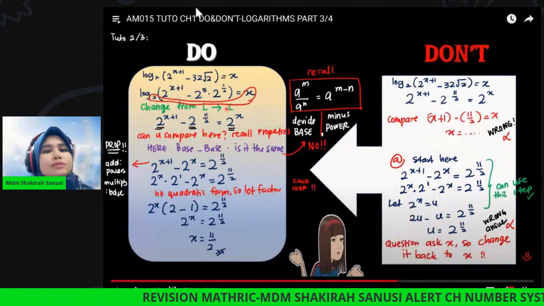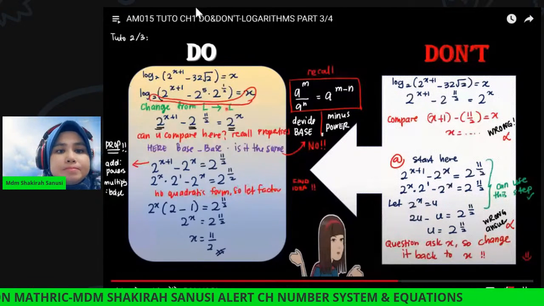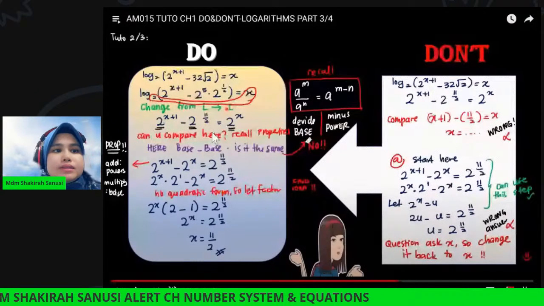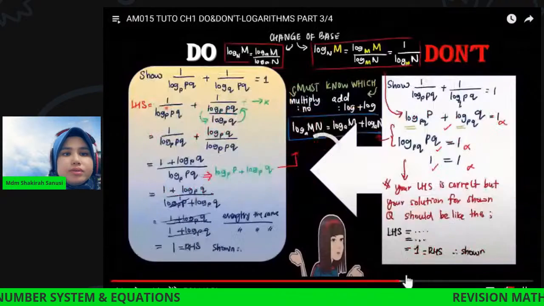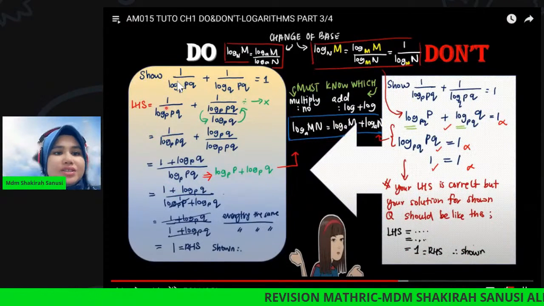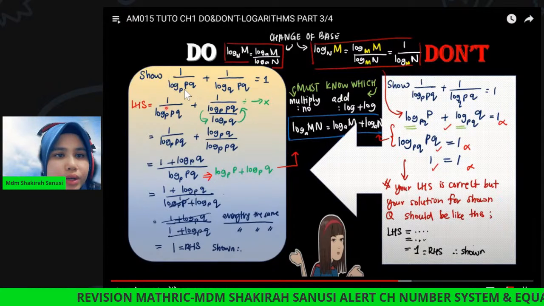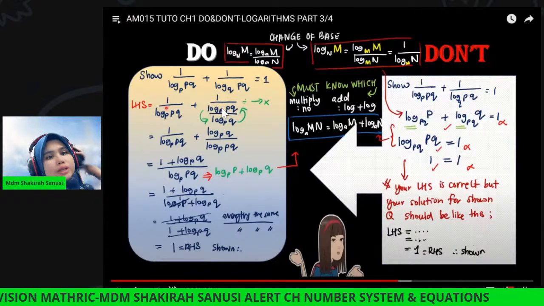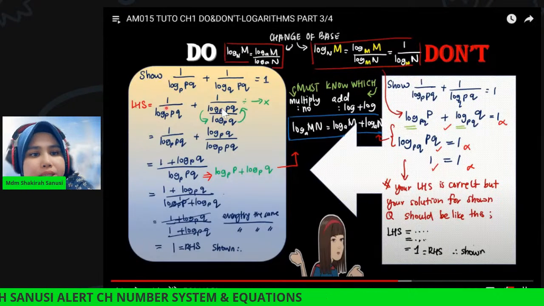Next thing for you to alert. Okay, this is a very nice question. So you have to show the left hand side equal to 1. Okay, so kita tengok kat sini our question log tu ada dekat denominator, base yang berbeza. Kita ada base P and base Q.